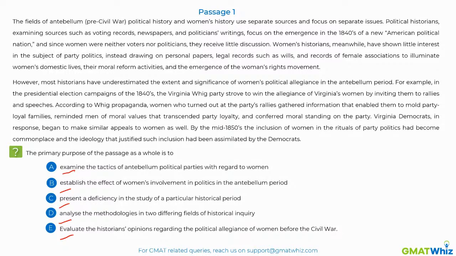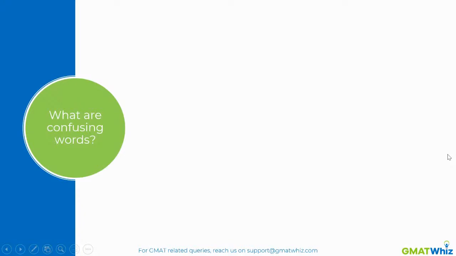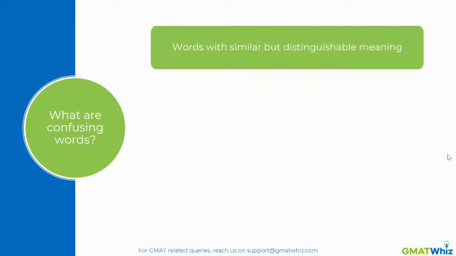Okay, great, guys. So what I'm going to discuss next with you, before I discuss this particular question, is very simple. I'm going to show you a glimpse of how we help students understand the difference between these different words in answer choices dealing with main idea questions. So you have these words which are similar, but they are different at the same time. They do have a distinguishable meaning, right?